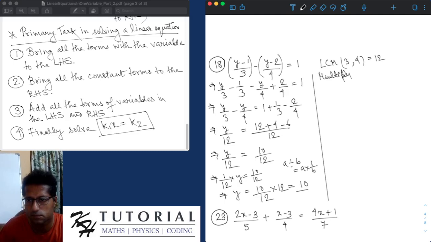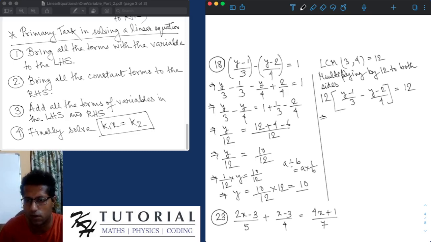LHS and the RHS by the LCM, multiplying by 12 to both sides. This makes the equation 12 times the LHS, which was y minus 1 by 3 minus y minus 2 by 4, equals 12 times the RHS, which was 1. So if you multiply by 12, it is 12.